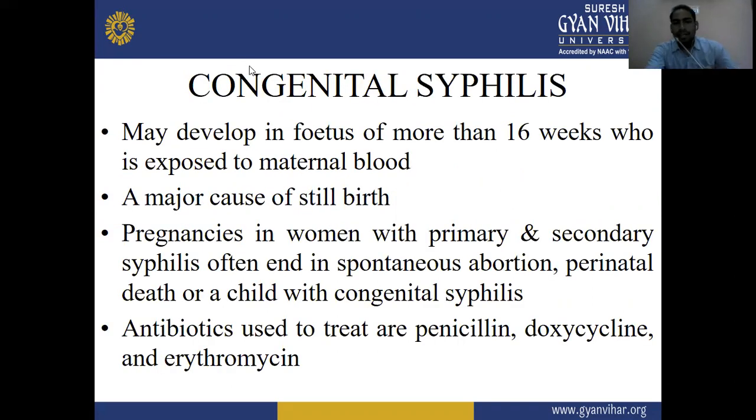Next one, congenital syphilis. Congenital syphilis is a chronic infectious disease caused by the spirochete Treponema pallidum and acquired by the fetus in the uterus before birth. It may develop in a fetus of more than 16 weeks who is exposed to the maternal blood, and it is a major cause of stillbirth.